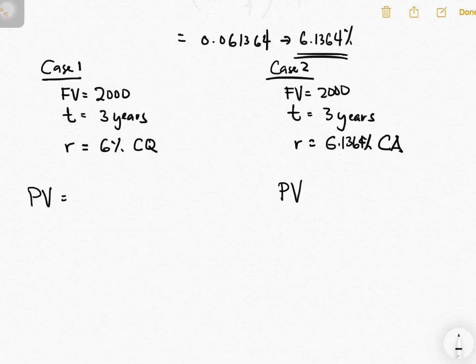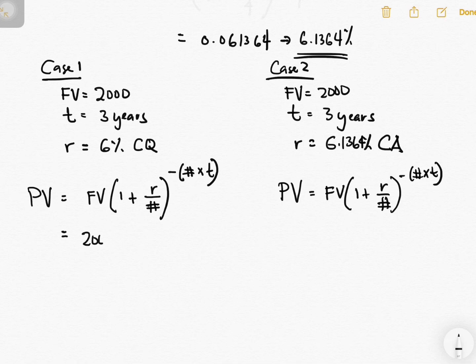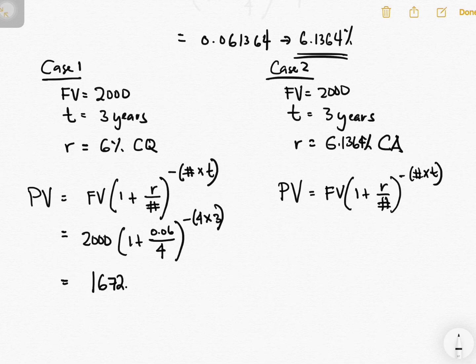The formula is, you get the future value times 1 plus fraction of your rate as numerator and number of compounding periods as denominator raised to negative number of compounding periods times time. So let me just copy that. Now let's use the formula. Future value is 2,000. 1 plus, your rate here is 6%, compounded quarterly, so you use 4. Raised to negative 4 times number of years, 3. The answer here is 1,672.77.